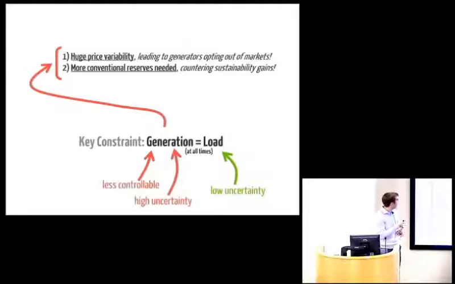And because of the volatility and the lack of predictability, you actually need to have this controllable load on just in case you need it. So if the wind doesn't blow or if a cloud goes over the sun. And these are called reserves. And so you need to have way more reserves than if you didn't have PV. And these reserves are countering the whole point. They're countering the sustainability gains that you get from the renewables.